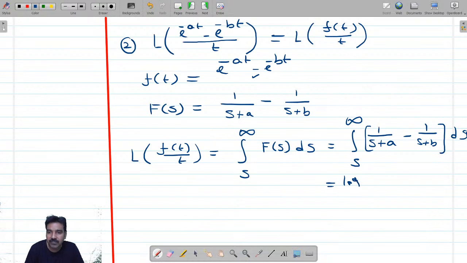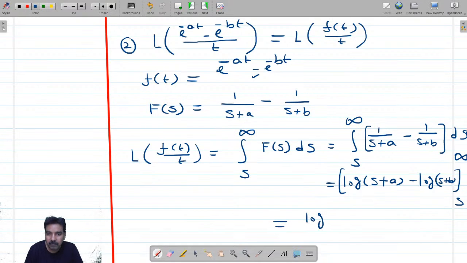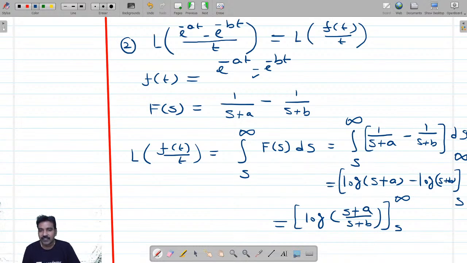The first integral becomes log of s plus a. The second integral becomes log of s plus b. So apply the limits from s to infinity. Log a minus log b is log a by b. So log of s plus a divided by s plus b, apply the limits from s to infinity. Okay, now you will face some difficulty here. When you try to replace s by infinity, you will get infinity by infinity. That is not 1, so here we take s common. I will write it here on the next page.